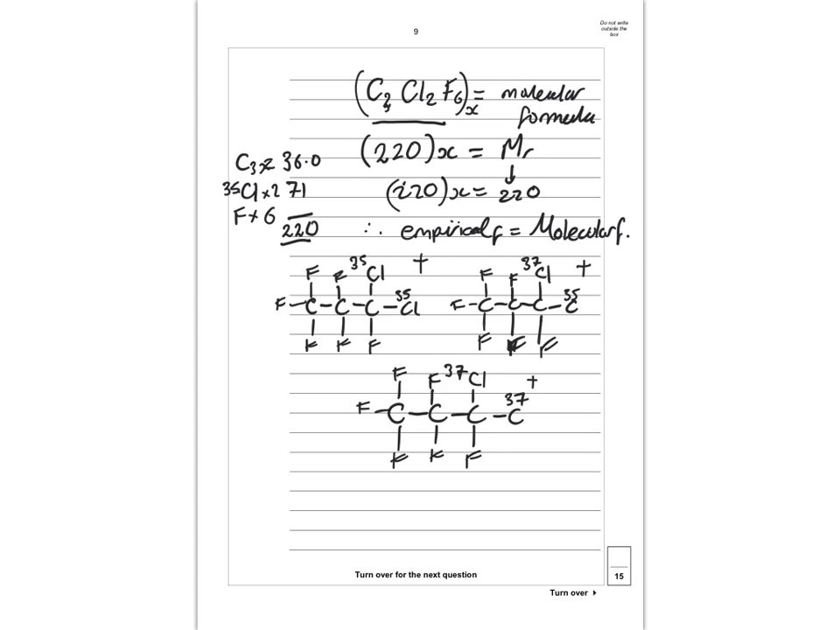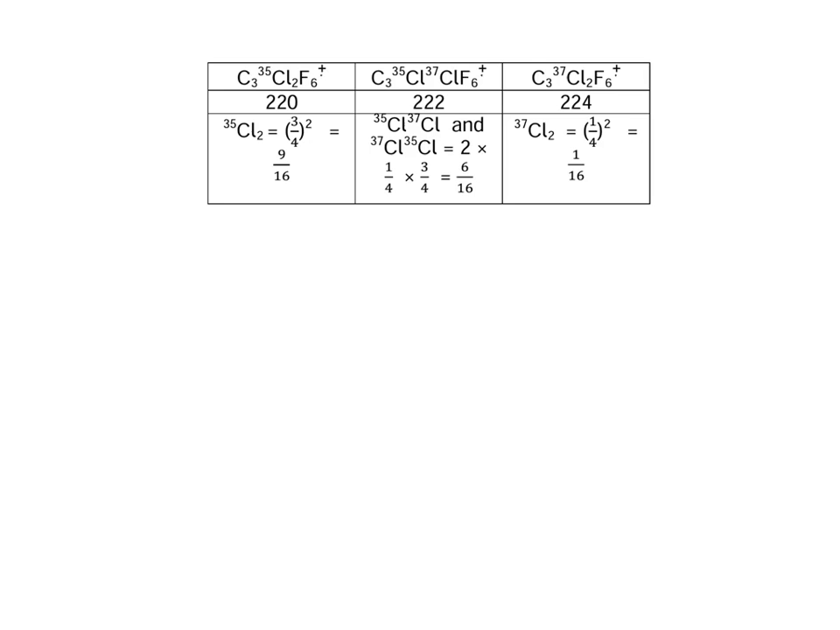Now the next bit is to look at the ratio of the peaks of these ions, and that was the tricky bit that a lot of you struggled with. So let's explain this working out. If we remind ourselves and go back to the start of the question, we know that the 2 isotopes, chlorine 35 and chlorine 37, have respective abundances in the ratio of 3 to 1.